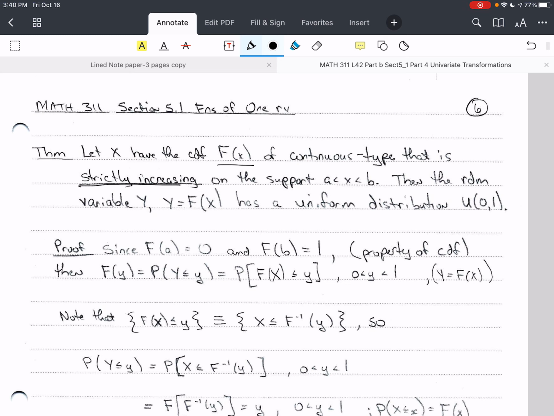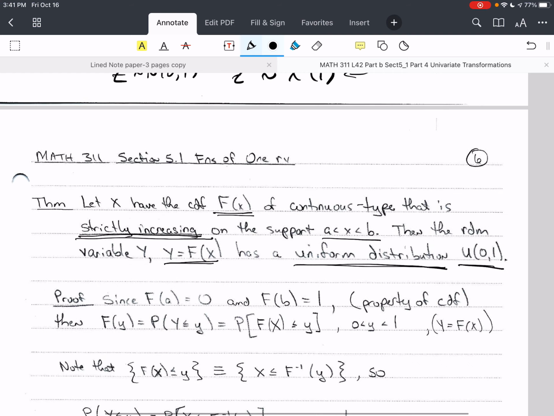And it's strictly increasing on the support of x between a and b. Then the random variable Y, where Y equals F of X, has a uniform distribution, uniform 0 to 1. This is a very important theorem. As long as it's a strictly increasing CDF, then Y equals capital F of X, the CDF, has a uniform distribution. It goes between 0 and 1.